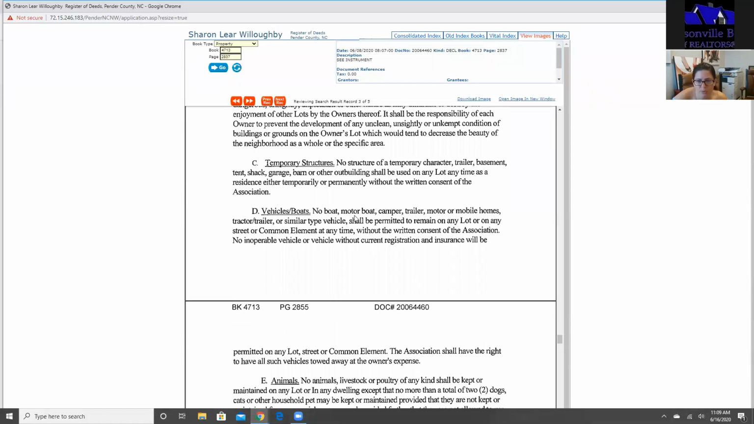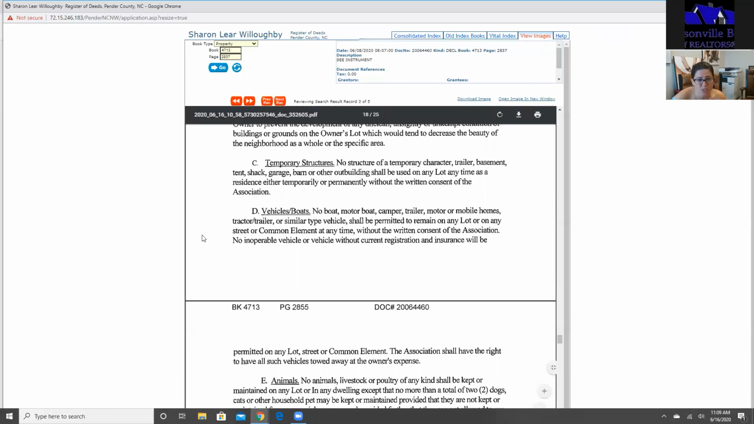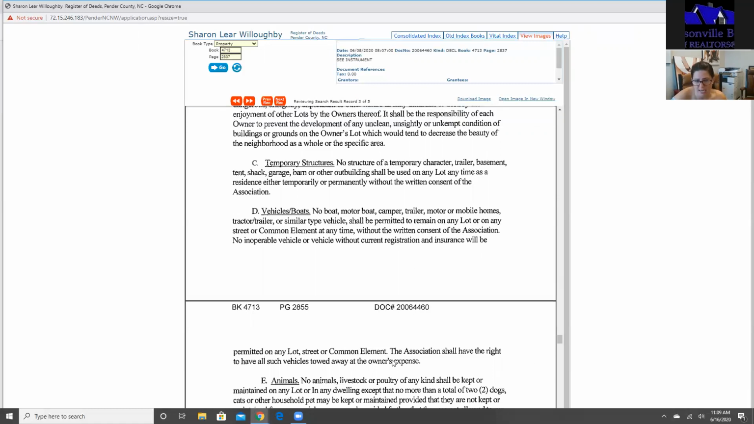Here we go with vehicles and boats. So no boat, motorboat, camper, trailer, motor or mobile homes, or similar type vehicle to remain on any lot or any street or any common element at any time without written consent of the association. What a lot of restrictive covenants say is that you can have boats, but they have to be parked in like the backyard so that they're not visible. This one is saying that they cannot be there at any time without written consent of the association. And because we don't know the association yet, we don't know if they're ever going to give consent for that.